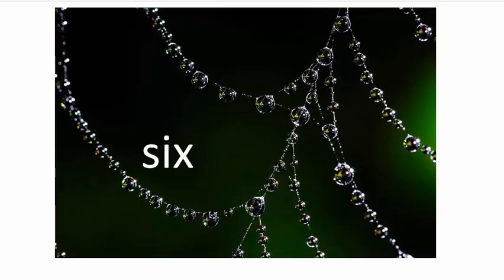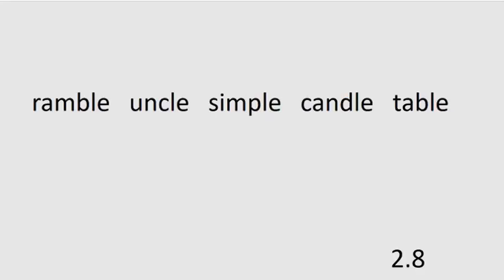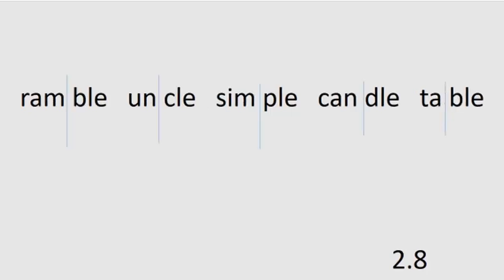Orthographic syllable type 6. Look at these words: ramble, uncle, simple, candle, table. What looks the same in all of these words? They all have consonant LE at the end. When the words are pronounced, how many syllables do you hear? Ramble, uncle, simple, candle, table. There are 2 syllables. The second syllable is a consonant, an L, and a final E.